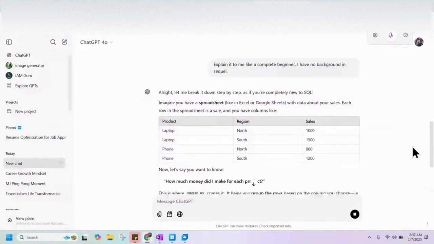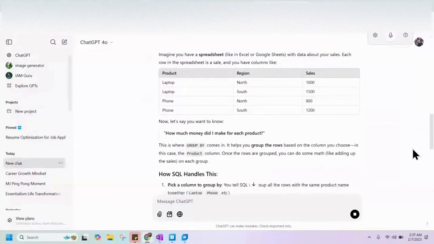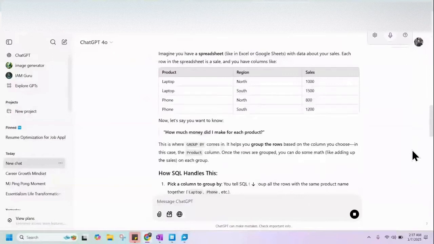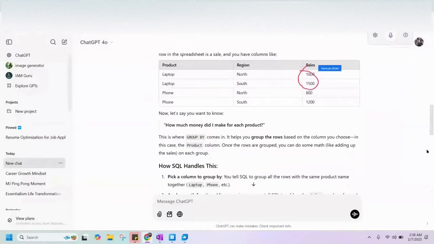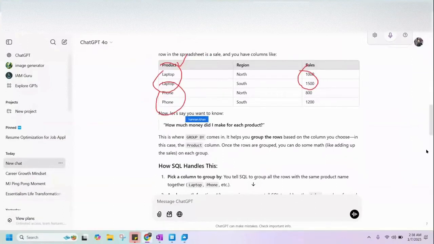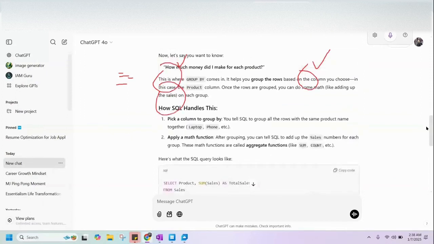So if you see laptop is duplicating, when you group, it will add up or whichever function you want. Like if you want the average of these two things and you are grouping on product, then it will group laptop only once and phone once, and it will group these values, these sales, on that basis. Which function you want: average, sum, or minimum.